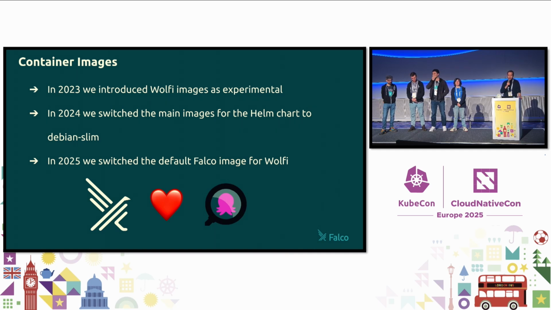Today, thanks to the new version of the eBPF probe, which uses CO-RE, we can actually use a minimal image as the default image for Falco. And back in 2023, we started experimenting with Wolfi, the minimal undistro that has some advantages, and today we are shipping that as default, plus a lot of other images that you can choose to use depending on your use case.